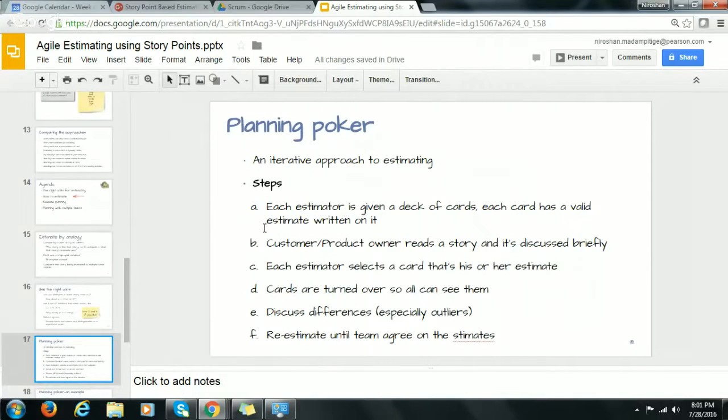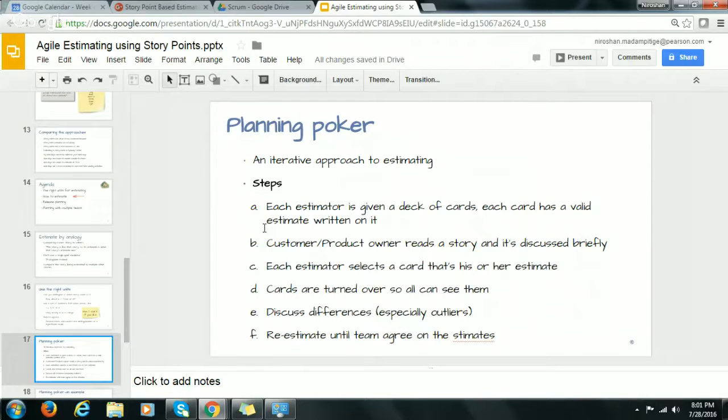Most agile teams use planning poker for estimating. Planning poker is simply a way of allowing the team to be non-biased in estimating. What does that mean? This is an iterative approach which allows all the members of the team to come up with their estimations at the same time. So these are the steps. Each estimator is given a deck of cards. Each card has a valid estimate written on it.